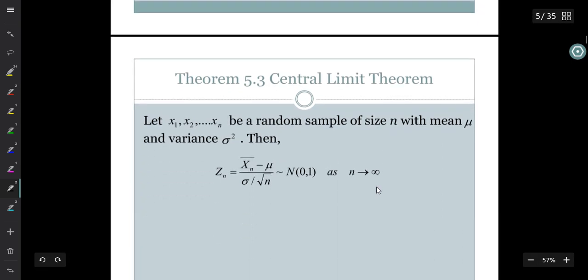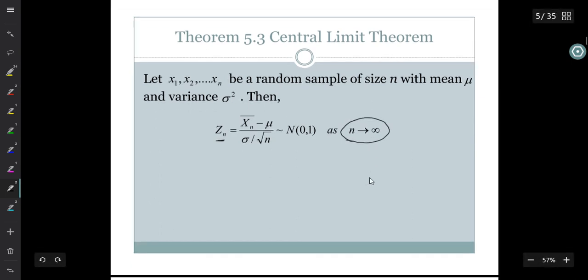First, let's look at the central limit theorem. It says that if x1 up to xn is a random sample of size n with mean mu and variance sigma square, then this quantity Zn, which is x bar minus mu over sigma over square root of n, is a standard normal distribution when n goes to infinity. So this is where the sufficiently large condition applies. Usually, if the sample size n is greater than or equal to 25, we say that it is large enough, and you can apply the central limit theorem.